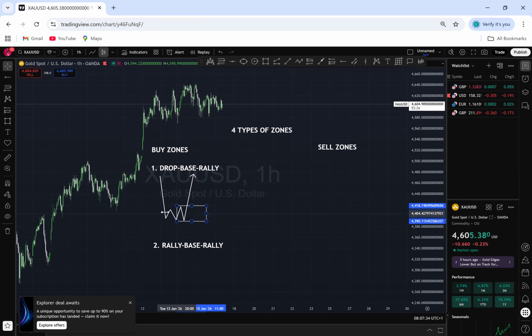So we mark out, some persons will mark out the entire base region, or they will pick out the last sell candle that transferred power from sells to buys, or from sellers to buyers, as the demand zone or the buy zone.